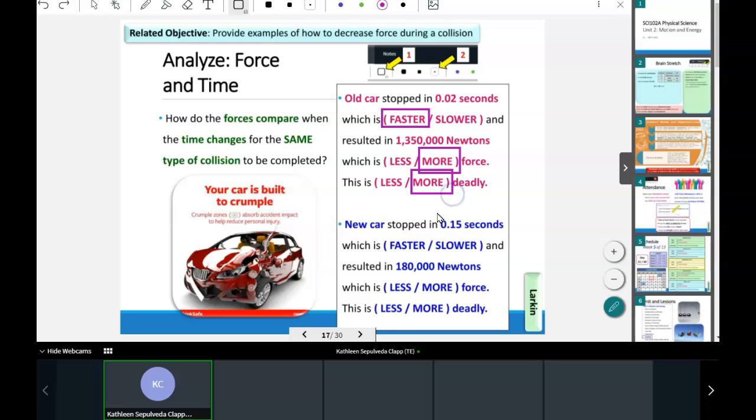The less time you have, the more force you're going to have, the more impact you're going to have. Whereas if you look at the new car, it stopped in 0.15 seconds, which is a much slower time, and resulted in only 180,000 newtons. That's much less than 1 million. So it is less force and it is less deadly.